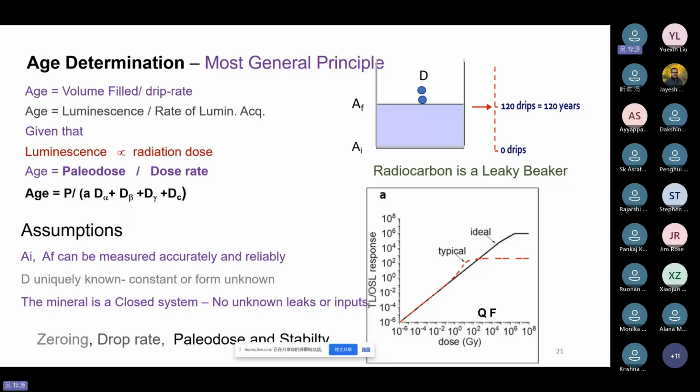The assumptions in all methods are that we can measure the initial value and the final value with accuracy and precision, we know that the drop rate or the leak rate is constant, and the mineral has remained a closed system. That means there were no unknown leaks or inputs during the time we are looking at. Now I'll talk about zeroing, drop rate, phase dose, and stability in the next few slides.